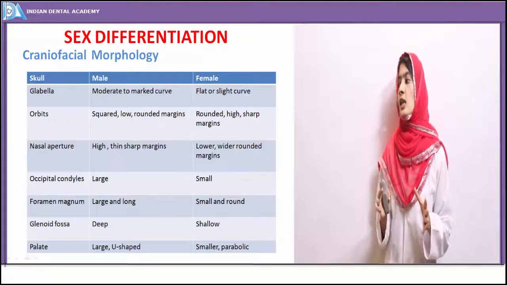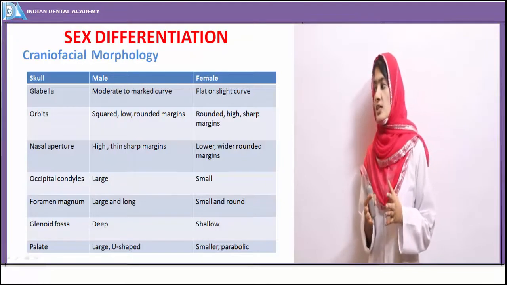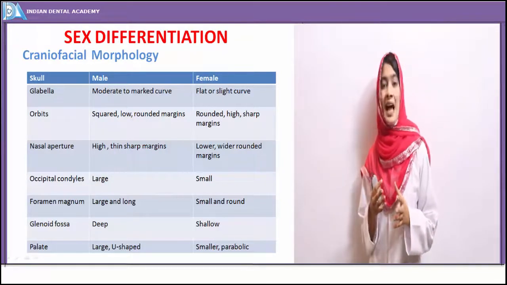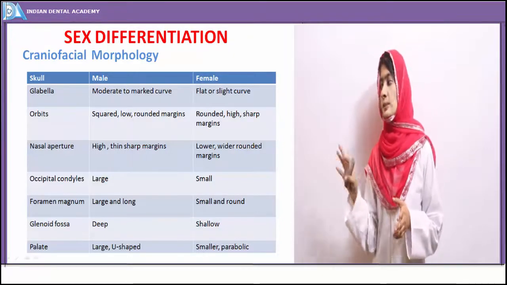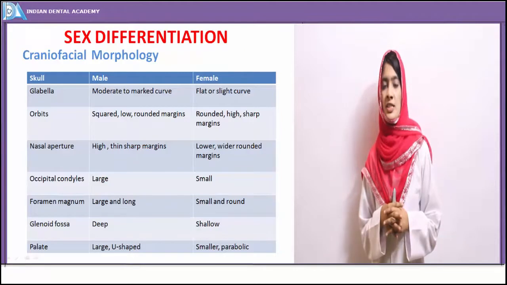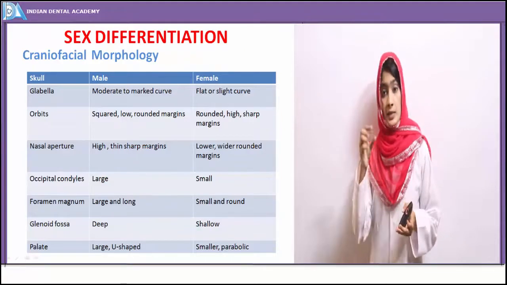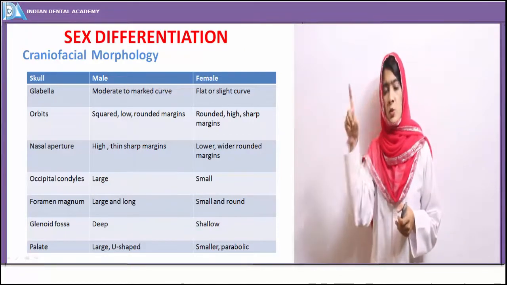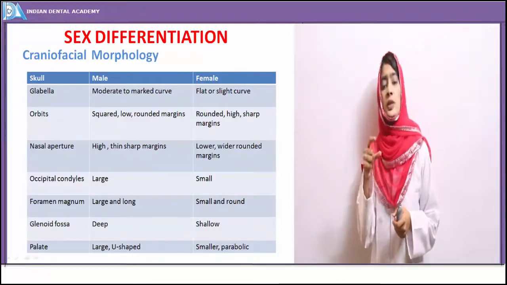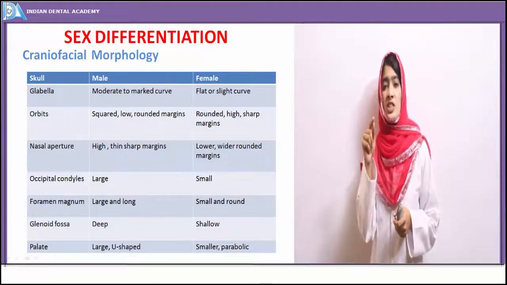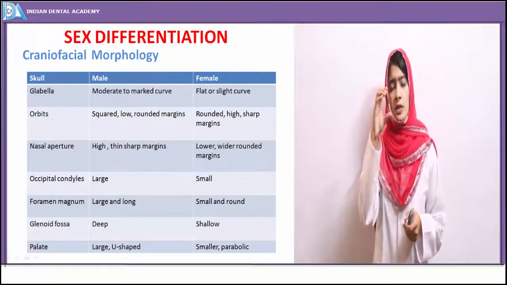The skull, the prominence of glabella is seen in cases of males because they have a marked glabella curve seen on the frontal bones, whereas the females show a flat or a slight curve. Whereas the orbits in case of males may be square shaped and show low rounded margins. When you see females, they show the rounded but very sharp margins, and the orbits may be a little bit smaller in size.